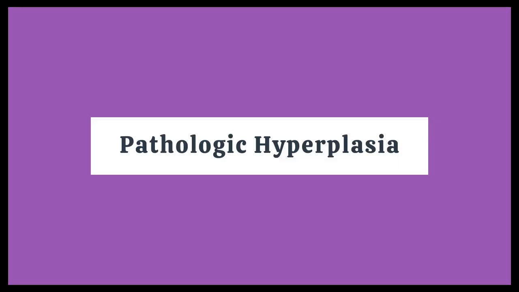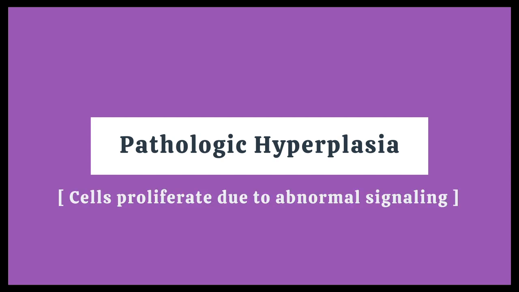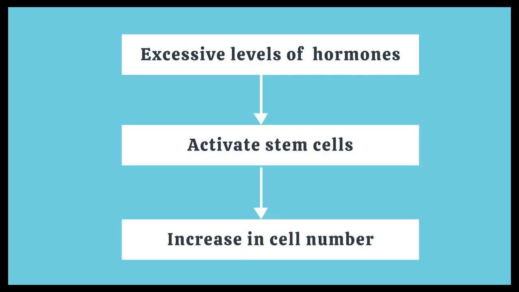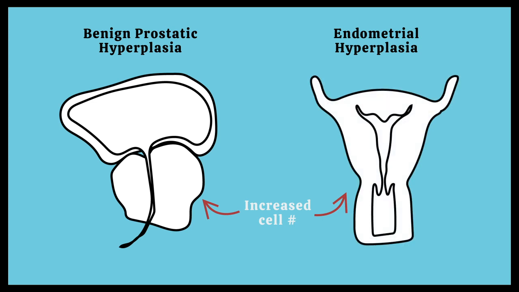Hyperplasia can also be pathologic. Pathologic hyperplasia occurs when the cells are stimulated in a way that they are not supposed to be. For example, if you have excess levels of hormones acting on cells, they can undergo hyperplasia. This is what happens in benign prostatic hyperplasia and endometrial hyperplasia.